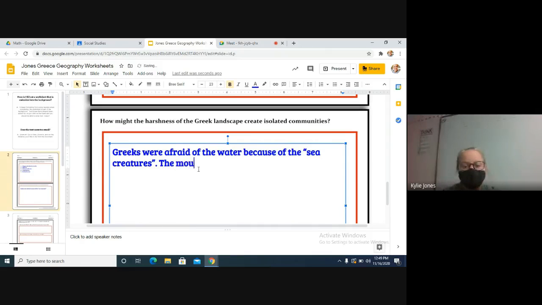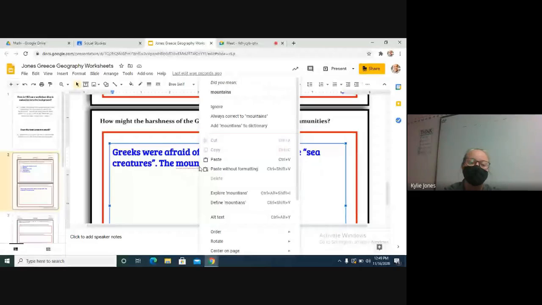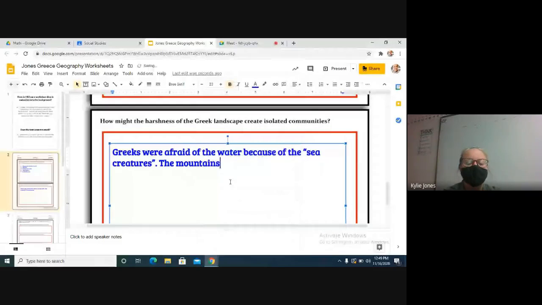And what about the mountains? Yoshi, you mentioned that the mountains made it hard. Why? Because they have to go all the way up. They have to go all the way down. Good. So it's difficult. The mountains made it difficult to travel between communities.